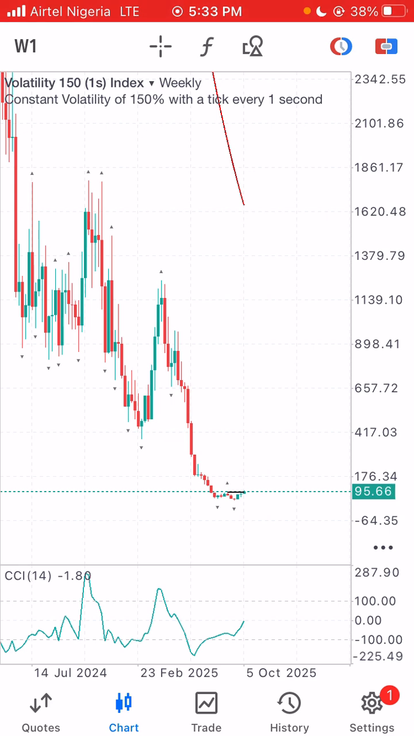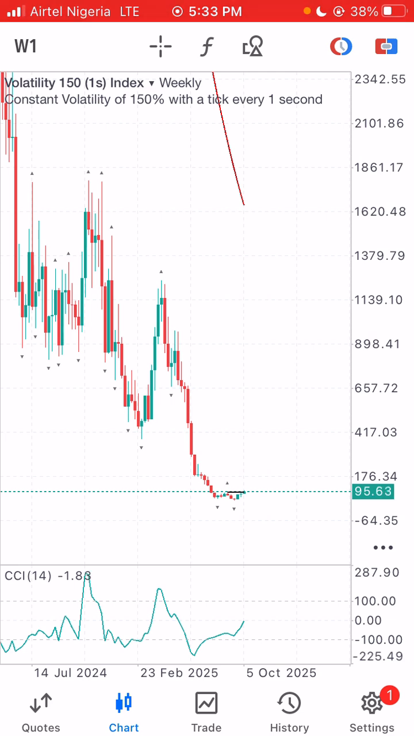It works around the clock, 24 hours a day, 7 days a week, unlike the forex market, which opens on Monday and closes every Friday. But synthetics are open around the clock, 24/7. It's traded mostly by African countries and a few other countries.